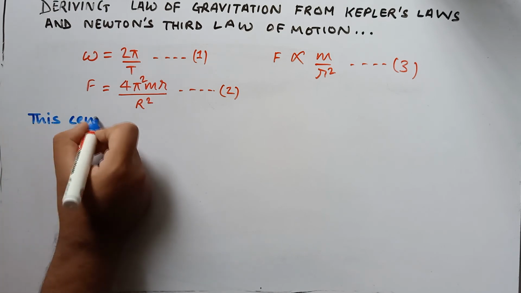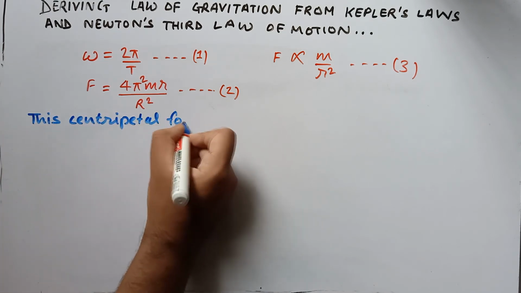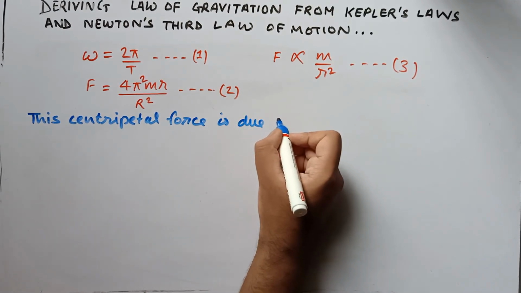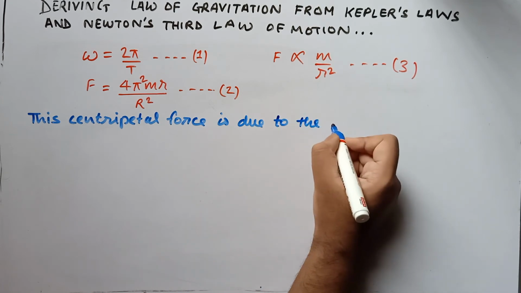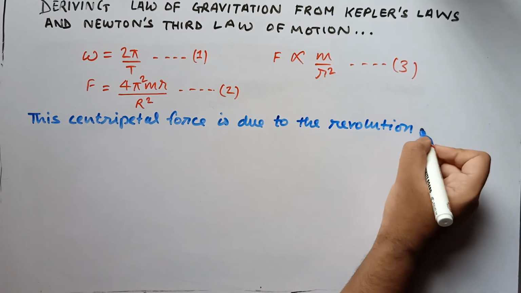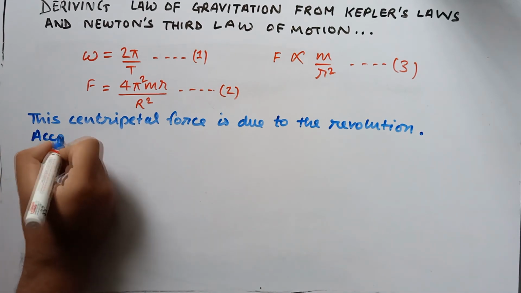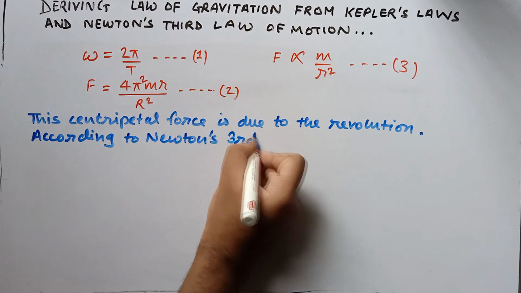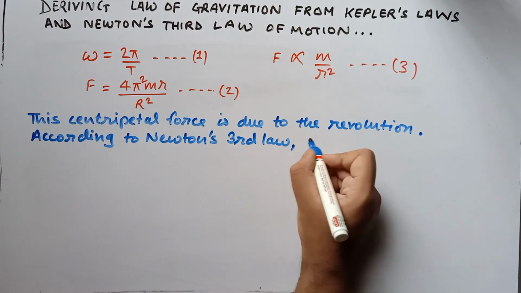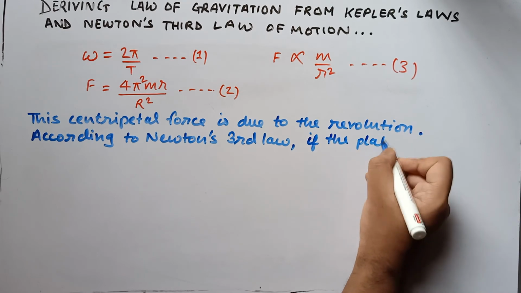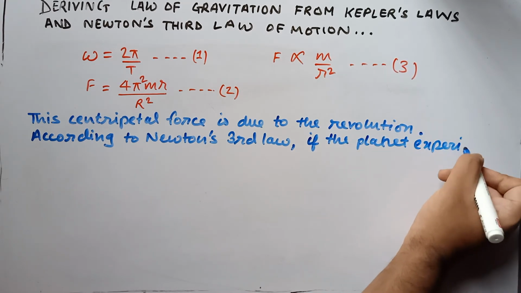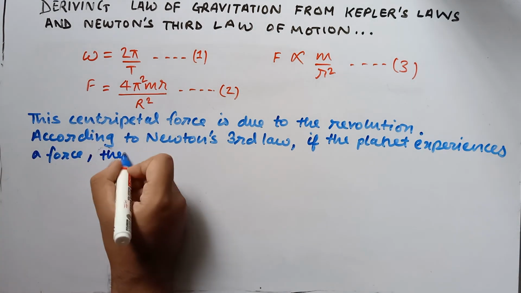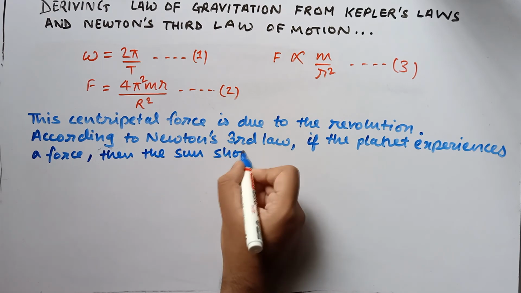Now, the centripetal force experienced by the planet is due to its revolution around the sun. Now here comes the main principle of this derivation, where Newton's third law is essential. According to Newton's third law, every action has its equal and opposite reaction. So since the planet experiences a force, that is centripetal force, the sun should also experience a force according to Newton's third law of motion.